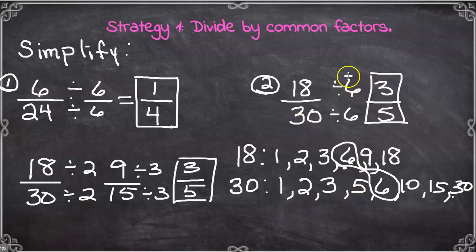So we can either find the greatest common factor and divide by that, or we can just keep dividing by common factors until we get to that simplest form. And 3 and 5, the only factor that they have in common is 1, so we know that we can stop there. So that was one strategy, dividing by common factors, whether that's the GCF or just a series of common factors. Either way will work, as long as you know when you get to the simplest form.